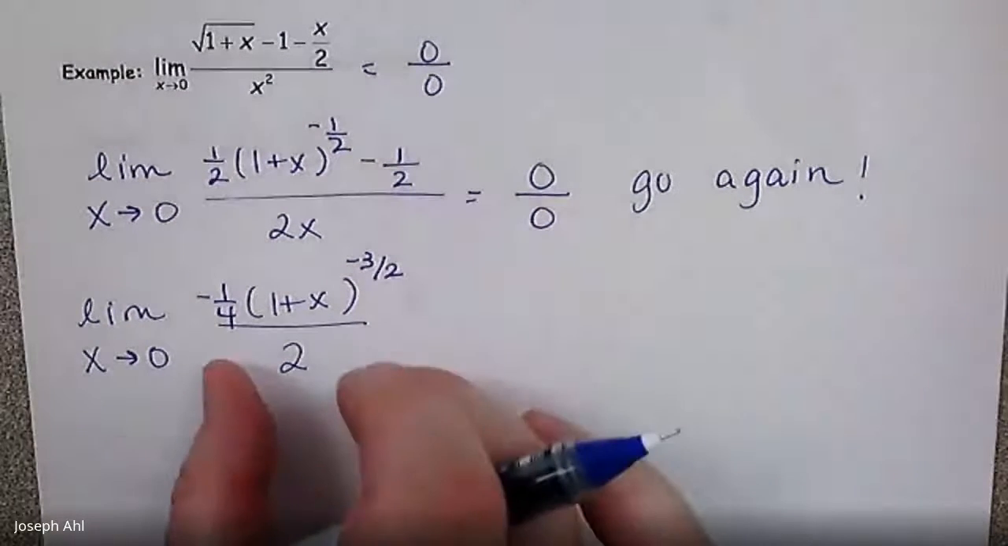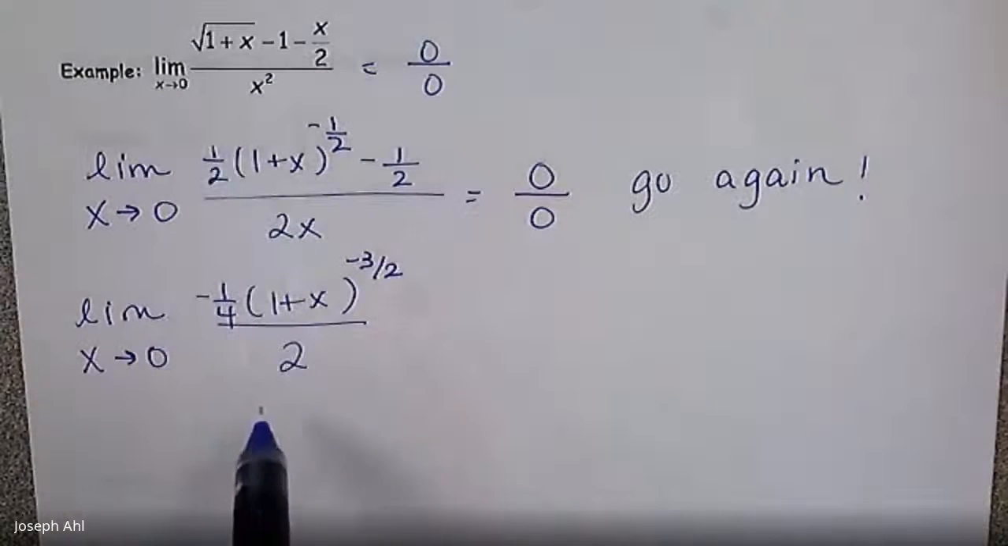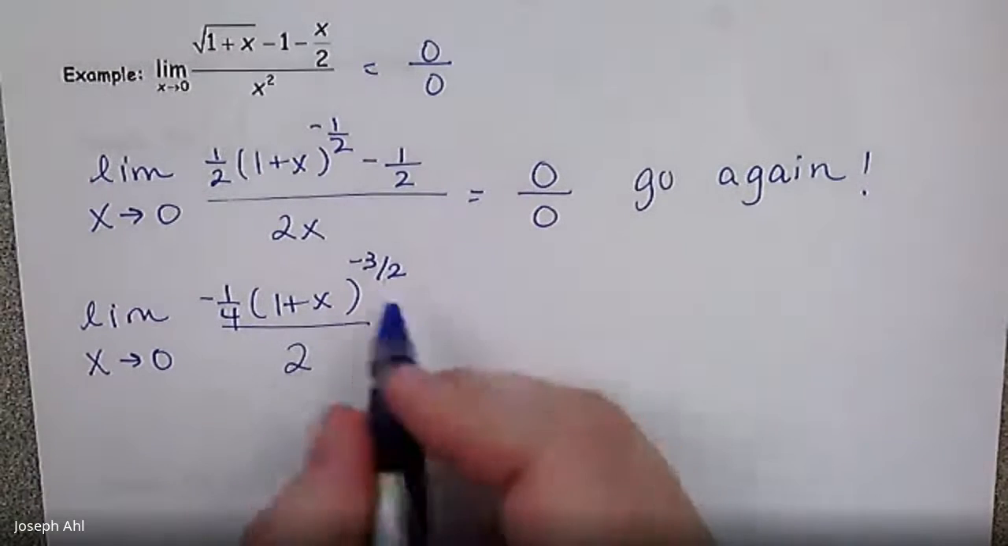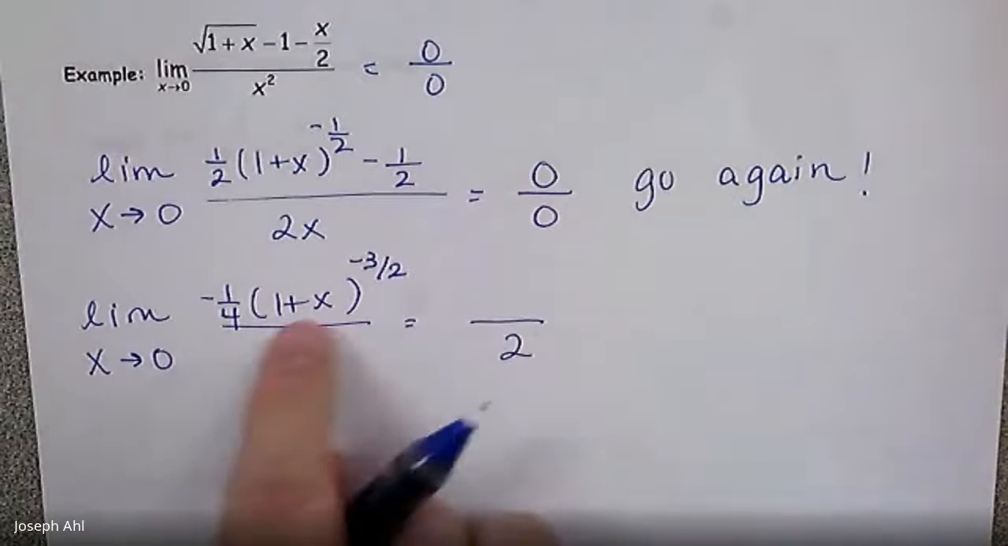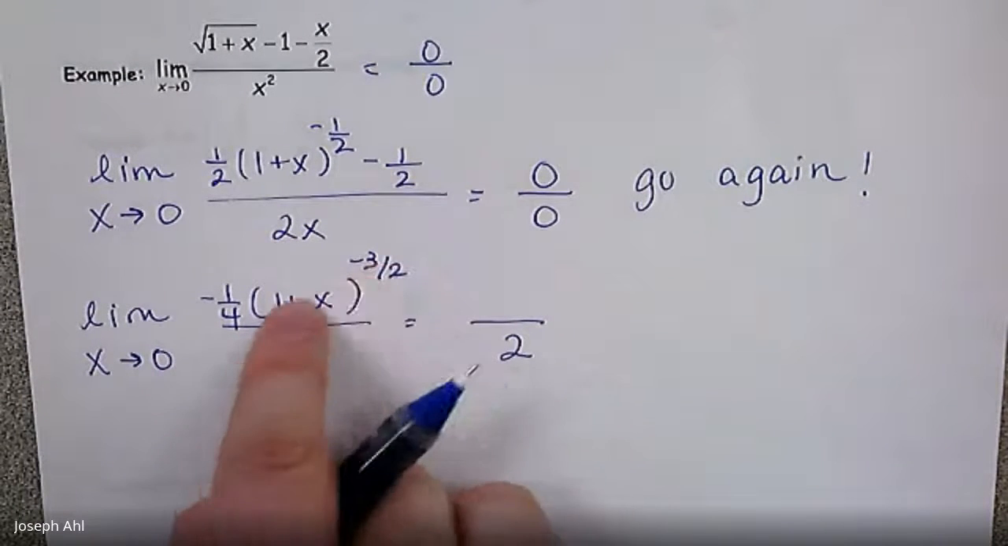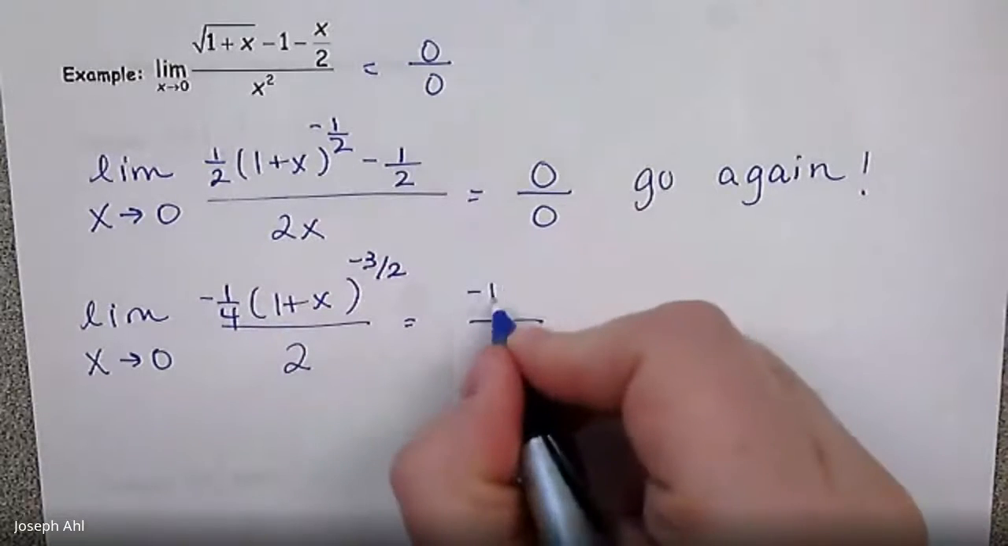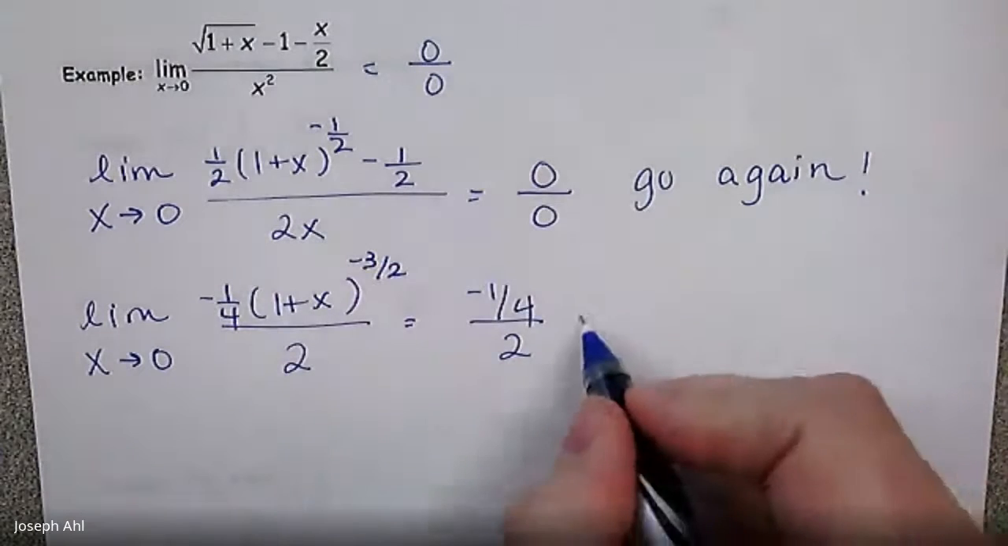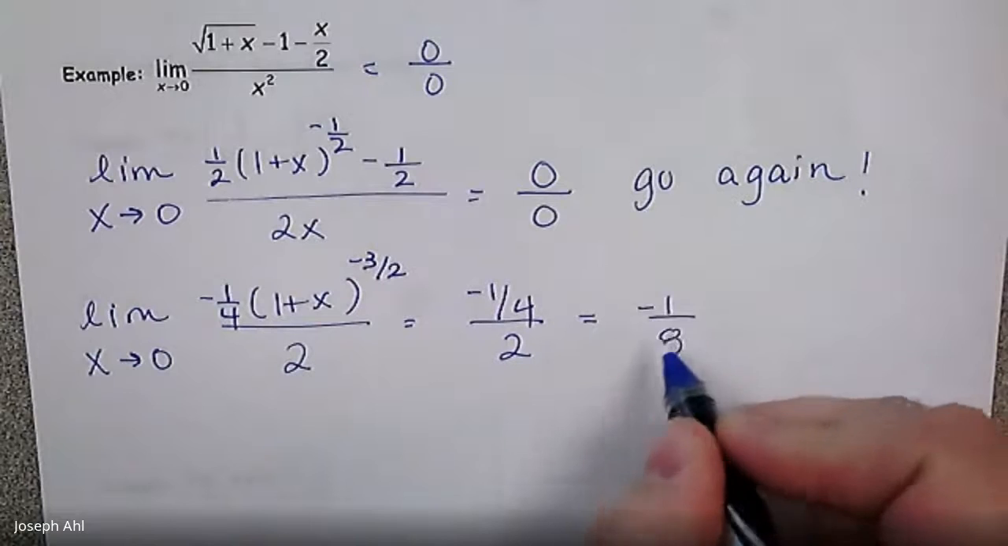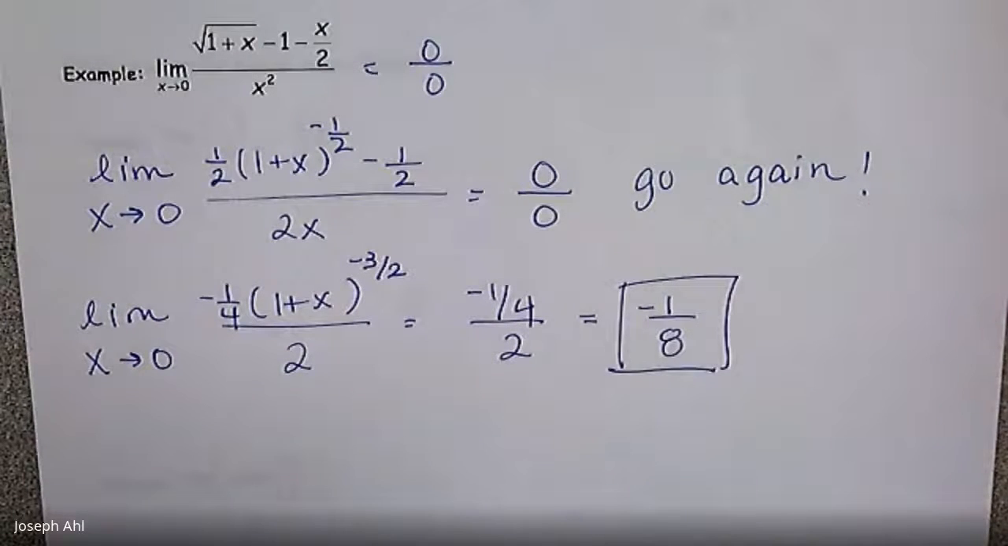Okay, so I definitely like the denominator where it's at. 2 derivatives later, now it's just a constant. So it's something over 2. What happens when I plug in 0 for x here? 1 to the negative 3/2 is 1. 1 times negative 1/4 is negative 1/4. And negative 1/4 divided by 2 is negative 1/8. Done.